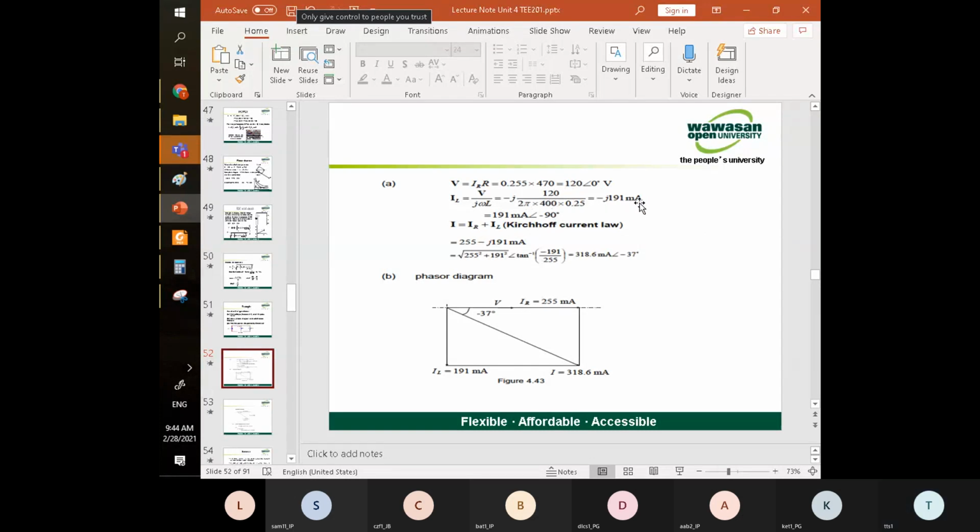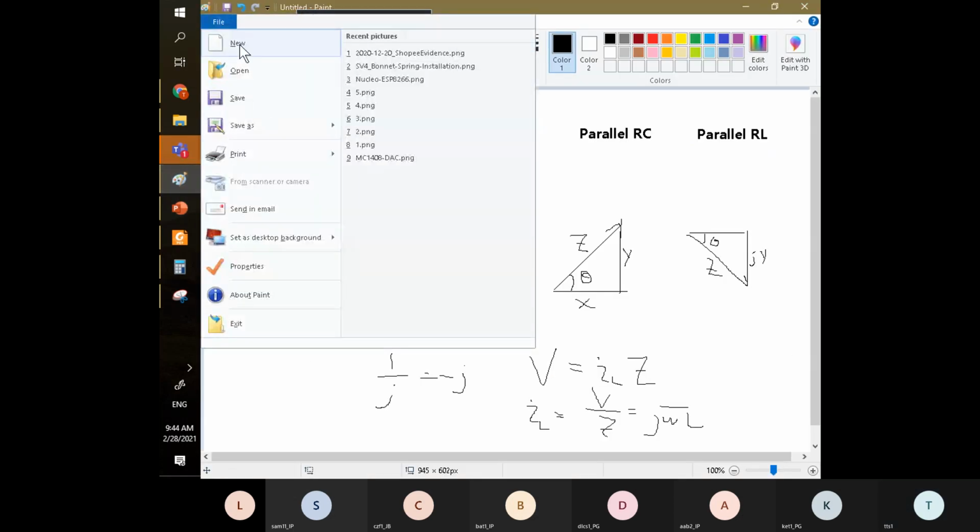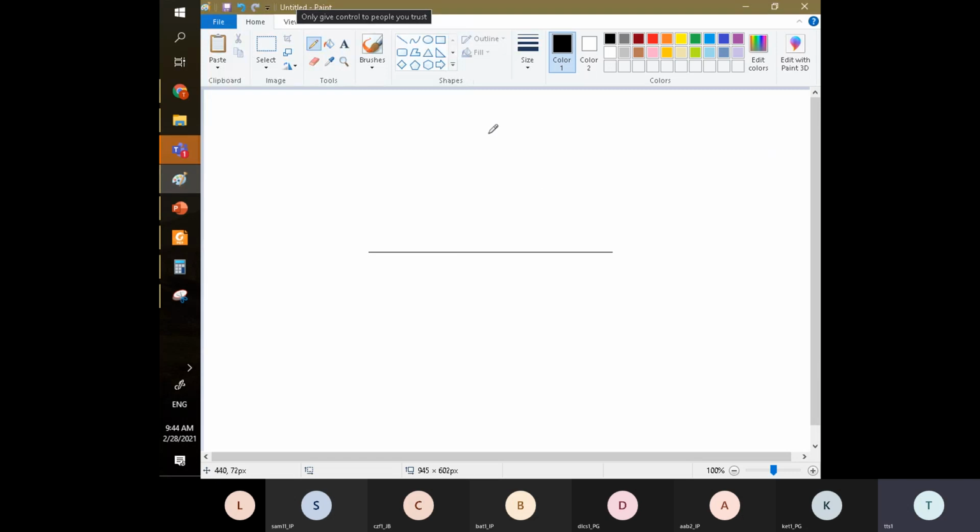And then from there, you know the minus J means, right here, minus J in this direction. J is positive, so minus J is negative. So from here to here is minus 90 degrees, right?